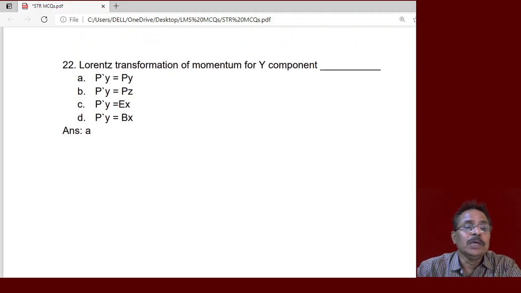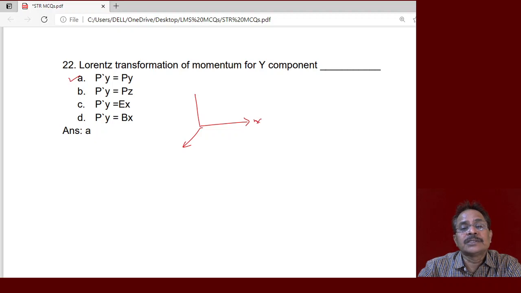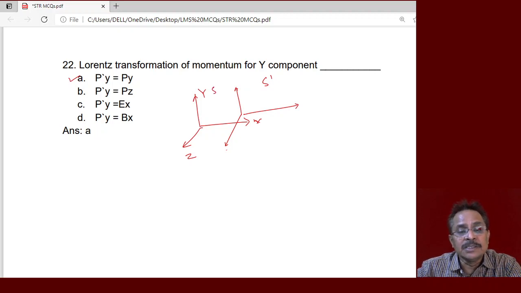Now question 22. Lorentz transformation of momentum for the y component. So remember, this is again a very tricky question. The answer is A, p'y equal to py. In deriving these Lorentz transformations, we take this as x, this as y, and this as z, and we take another frame of reference where we go for this calculation of the Lorentz transformation. This is your frame S prime, this is frame S, this is Z prime, this is X prime, and this is Y prime. And remember, we take the motion of this second frame of reference in the direction of X only. So for Y and Y prime, Z and Z prime, there is no motion at all in the Y direction as well as the Z direction.